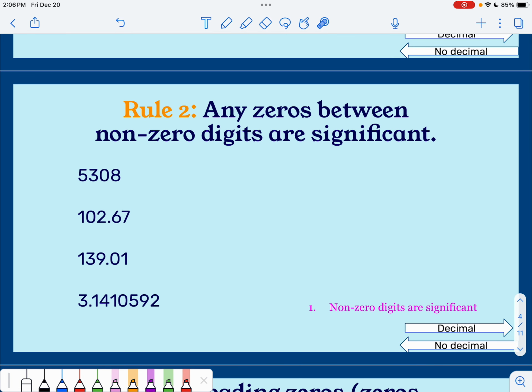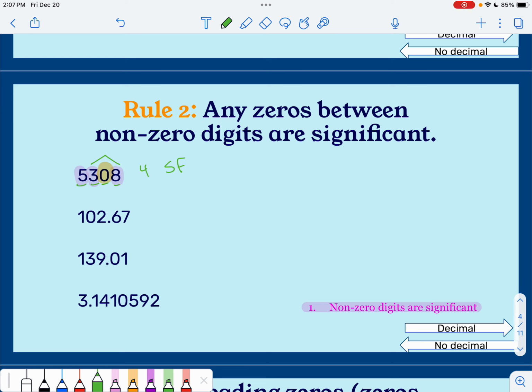The second rule is any zeros that are between non-zeros are significant. So what does that mean? Let's look at it. So we know from the first rule right here, non-zero digits are significant. So we can go ahead and mark all of the non-zero digits. And now we're left with this 0. What do we do with it? Well, rule 2 says if there is a 0 between two non-zeros, then it becomes significant. So this 0 is sandwiched between the 3 and the 8, so that becomes significant. So here, 1, 2, 3, 4, 4 significant figures.